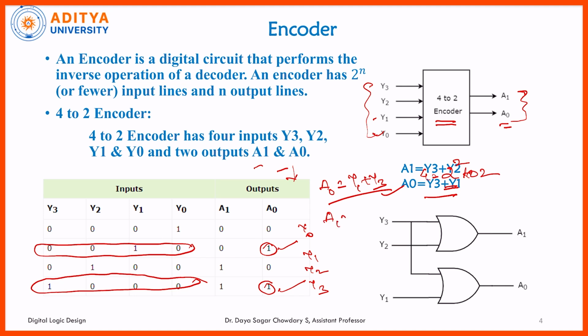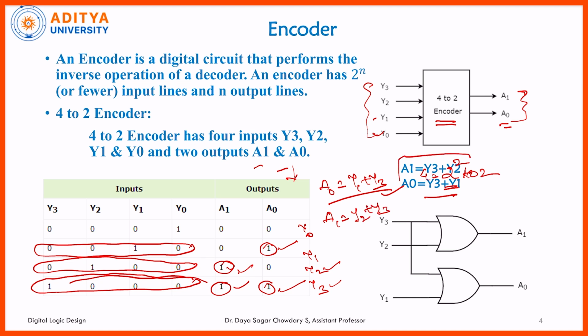For A1, we can simply write it as, here 1 is there, here 1 is there. So we have to consider this combination and this combination. So the 1 1 combination, the corresponding one is Y2 and Y3. So Y2 plus Y3. This is the equation we have given here. That means this is a simple 4 to 2 encoder. So this is the simple circuit construction for these equations.